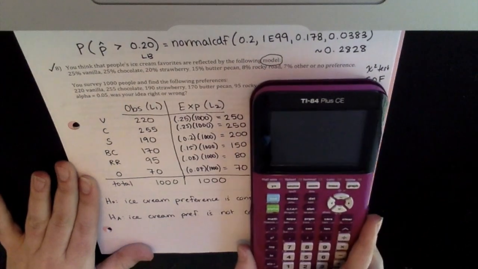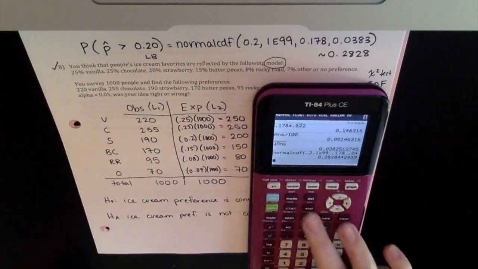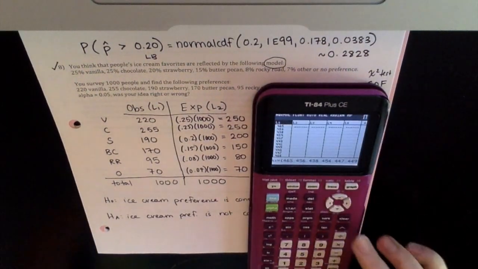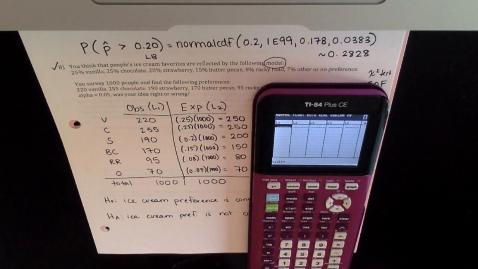So let's go to our calculator. Stat edit. So I need to delete the first list, which was from problem 1. And I'm going to put my observed counts into list 1.